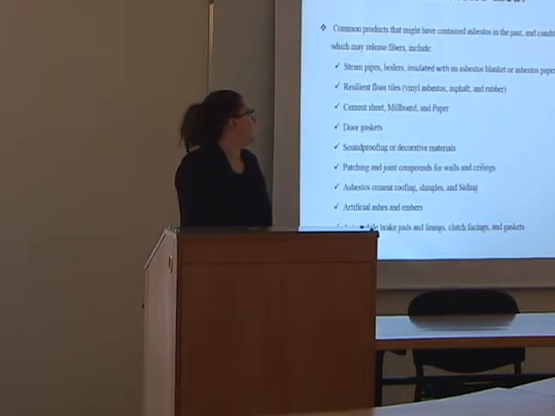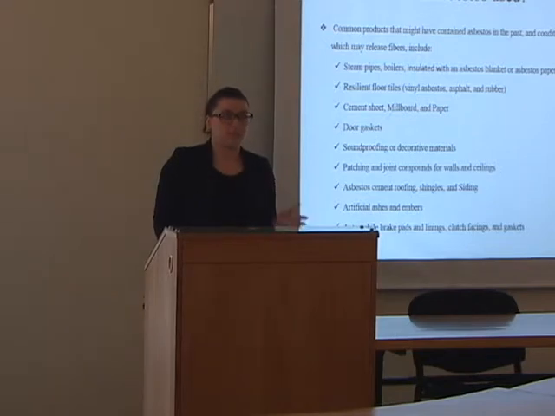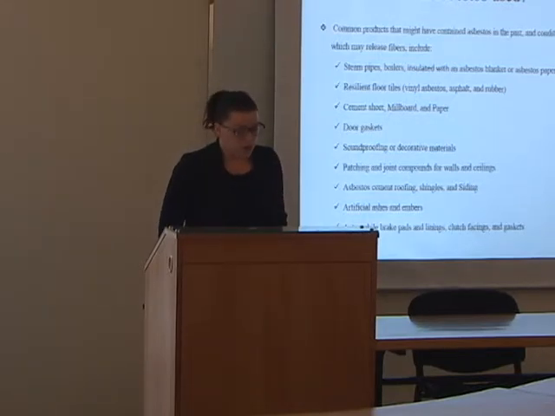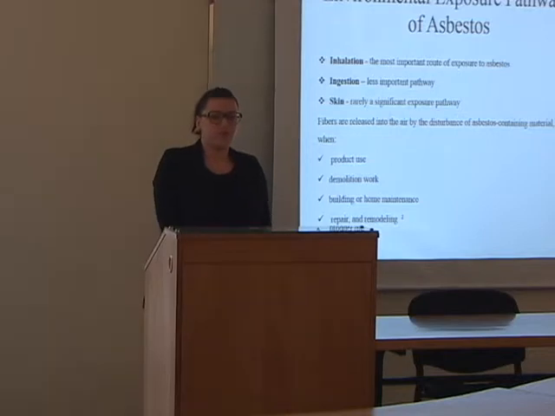Our groupmate already talked about where asbestos is used. In the past it was used in a lot of different branches of industry, but now there are fewer. And so there are three main environmental exposure pathways of asbestos. Those are inhalation, ingestion, and the skin or dermal pathway. The most frequent and most important exposure pathway is the inhalation type.